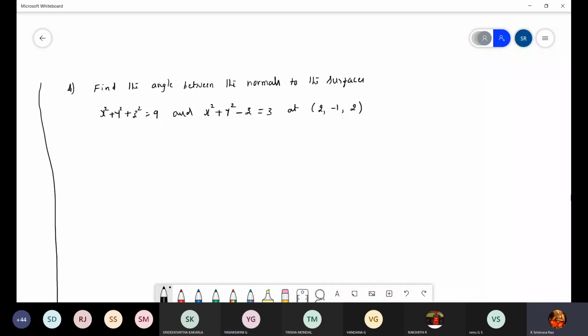How will you get the two normal vectors n1 and n2 in this problem? The first equation gives N1 and the second equation gives N2. For the common point, you have to put x equals 2, y equals -1 and z equals 2. I will give some time, let me see how many will complete this problem. As in the previous problem, just do it.